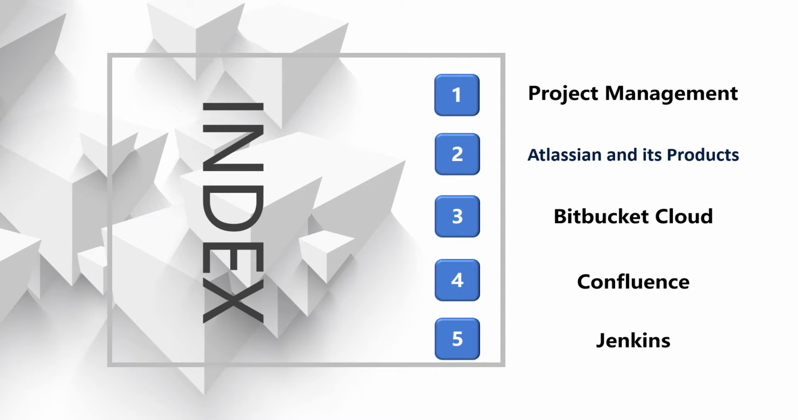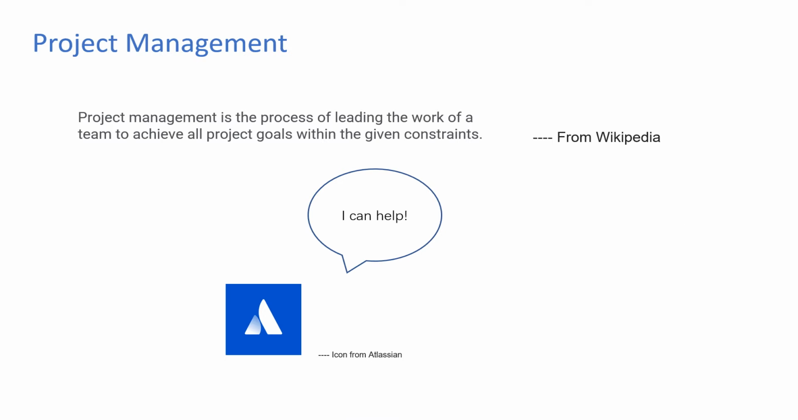And in Dr. K's software engineering course, we have learned a lot about project management. In Wikipedia, there is a definition of project management. Project management is the process of leading the work of a team to achieve all project goals within the given constraints. In previous classes, we have learned many methodologies and different methods to manage projects. However, there is some kind of gap between theory and practice. Today, I will introduce several useful tools to help to understand project management.